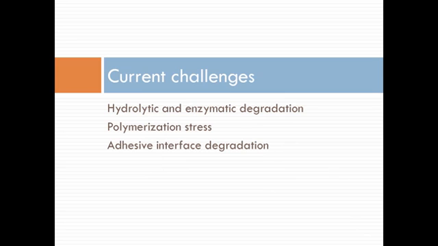Okay, so this is the second part of the recording on the resin composite lectures. Whereas in the first part we talked about composition and classification and the different types of composites, in this part we're going to talk about what the current challenges are and how some of the properties of the composites relate to those current challenges. So mainly we're going to talk about hydrolytic and enzymatic degradation, polymerization stress, and adhesive interface degradation, which are the biggest problems that we face with composites these days.